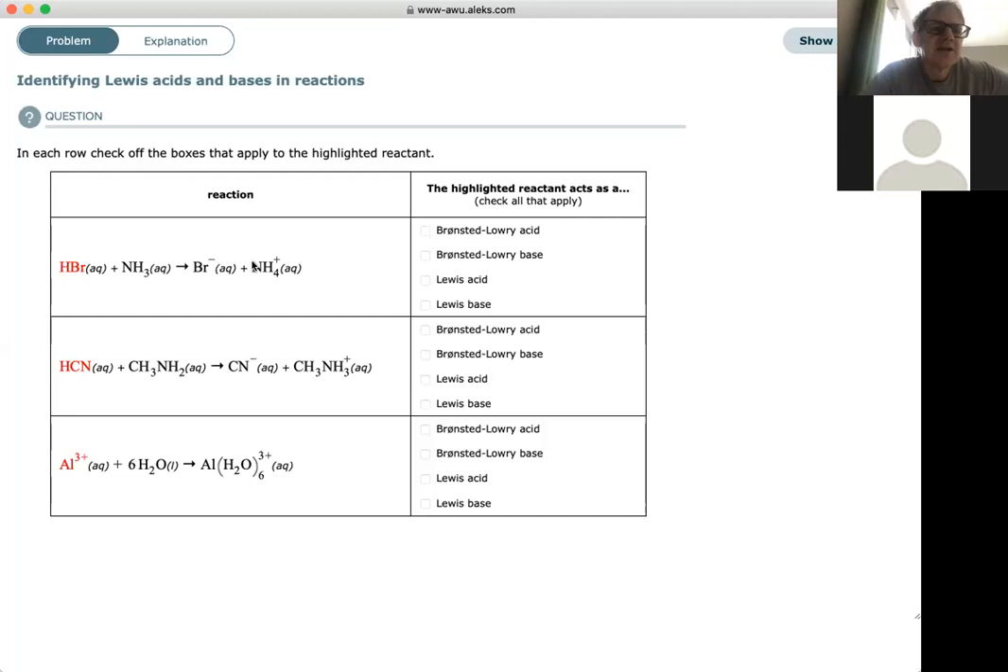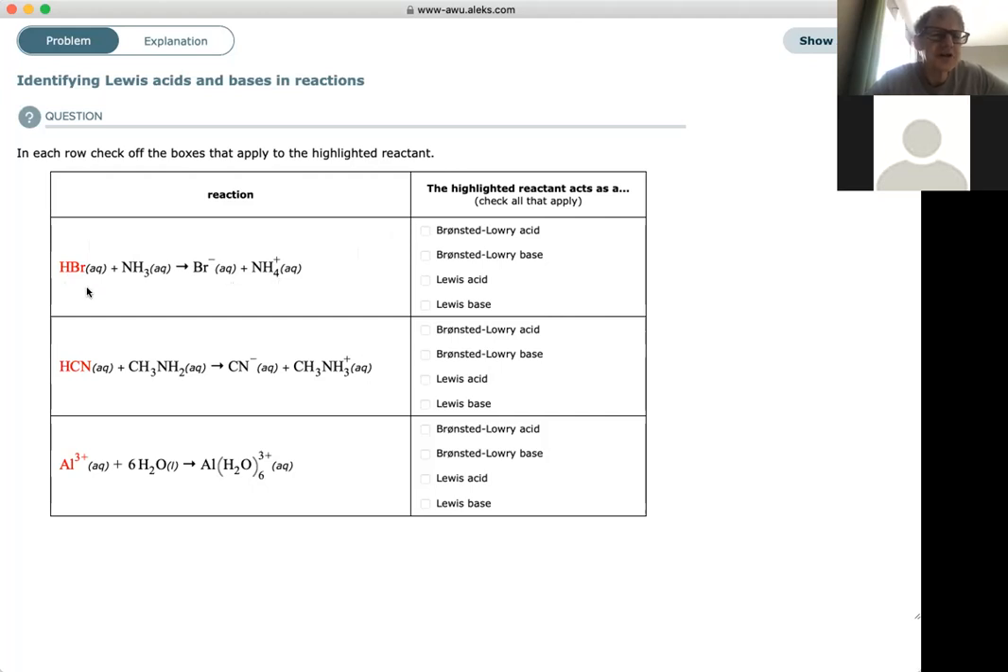Okay, so identifying Lewis acids and bases in reactions. In each row, check off the boxes that apply to the highlighted reactant. So in the first one, they highlight HBr. Now we would recognize HBr is definitely a Bronsted acid, right? It's a strong acid, definitely going to protonate whatever it reacts with. So notice here what happened. The HBr is transferring an H plus to the ammonia to give you Br minus and NH4 plus ammonium ions. So HBr is definitely a Bronsted acid.